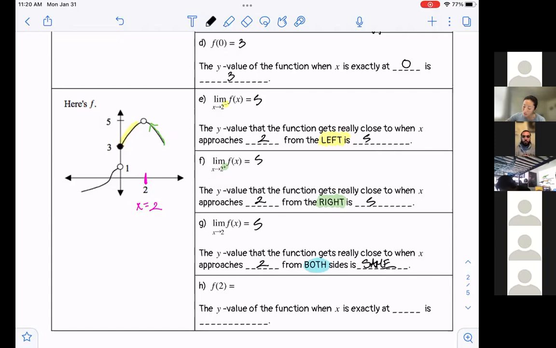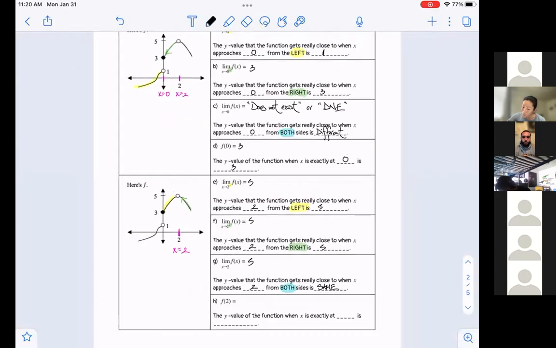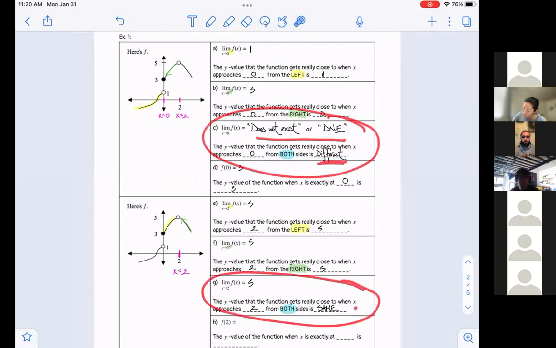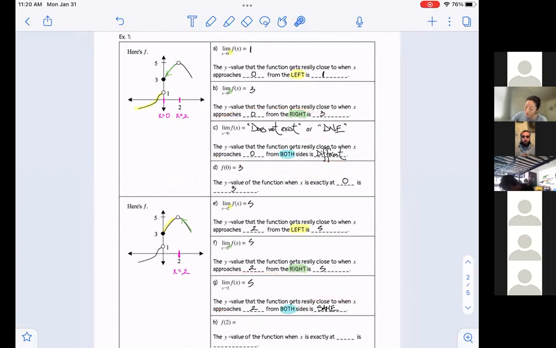Okay, so let's just zoom in for a moment. In part C up here, they were different, and so we said does not exist. But in part G here, we have that they're the same, so the limit does exist. If your answers from the left and the right are the same, that gives you your answer for the overall. However, if your answers are different from the left and the right, you're going to get a does not exist.